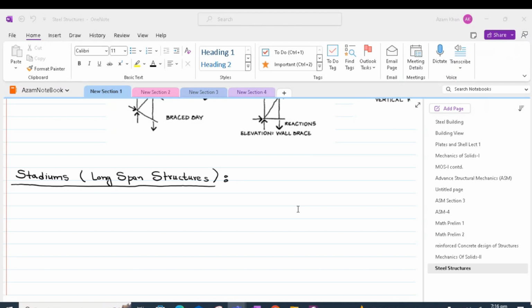We shall now discuss steel stadiums. Stadiums are large, purpose-built facilities designed to host sporting events, concerts, and other forms of entertainment that require a sizable audience capacity. They typically feature a central arena or a field surrounded by tiers of seating, along with amenities such as concessions, restrooms, and sometimes VIP suites.